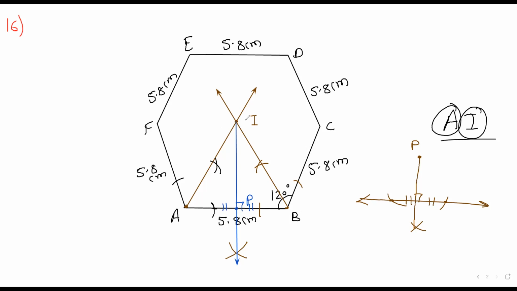Now I as the center and radius equal to IP, draw a circle such that it just touches all the sides of the hexagon from inside. That's all. This is your in circle.